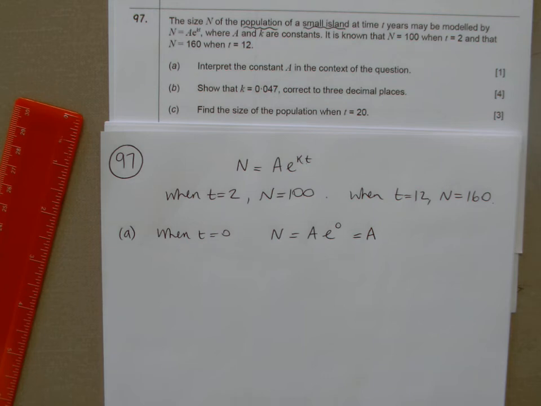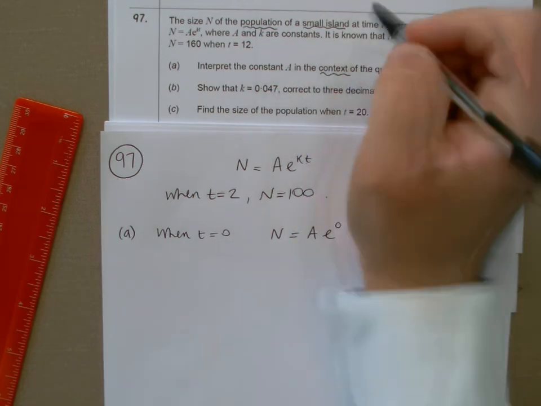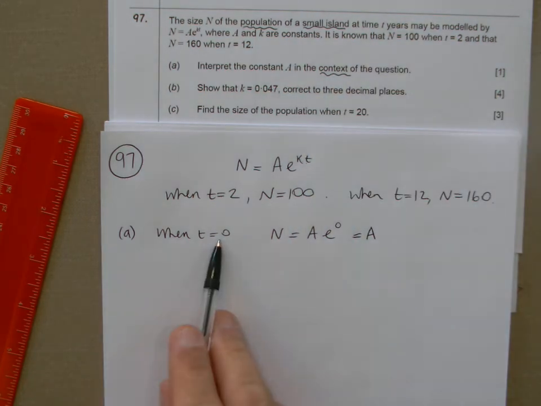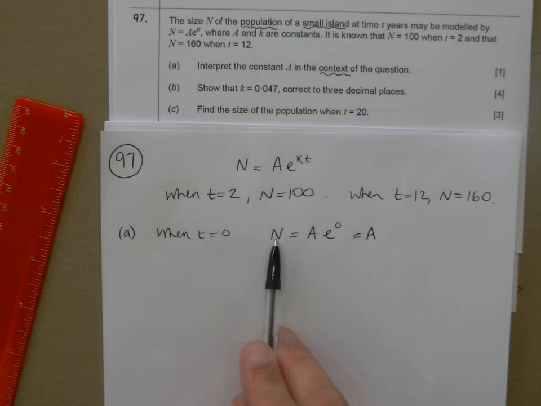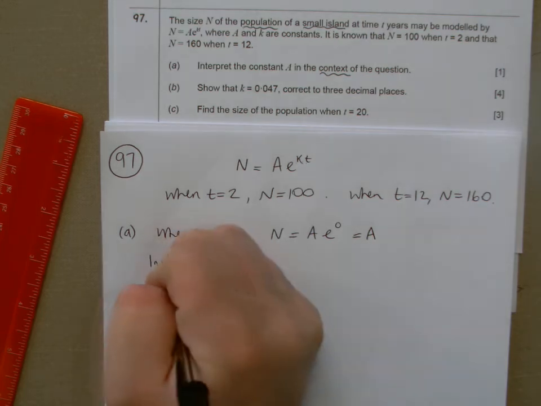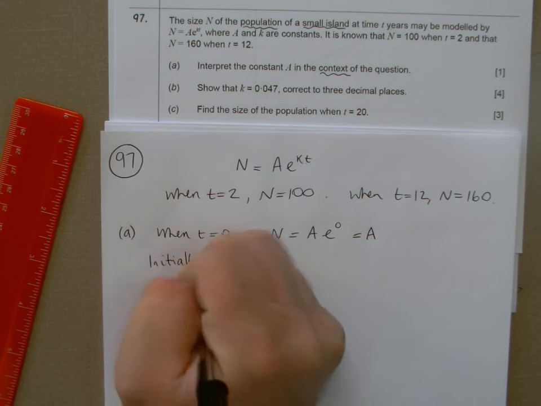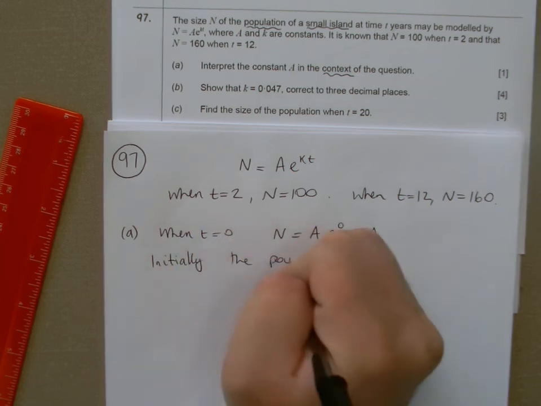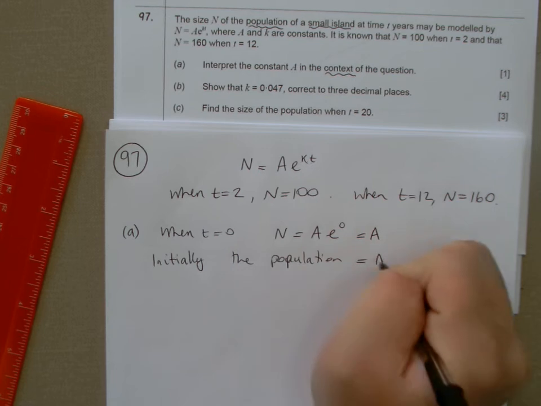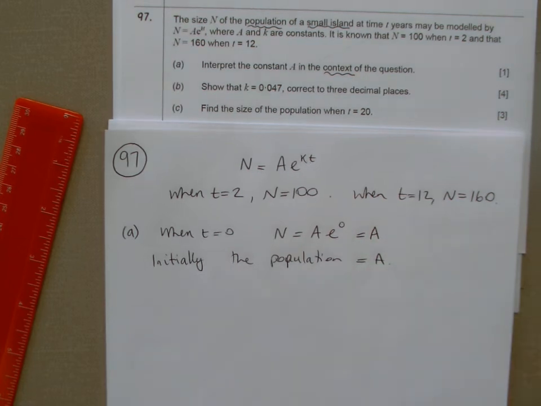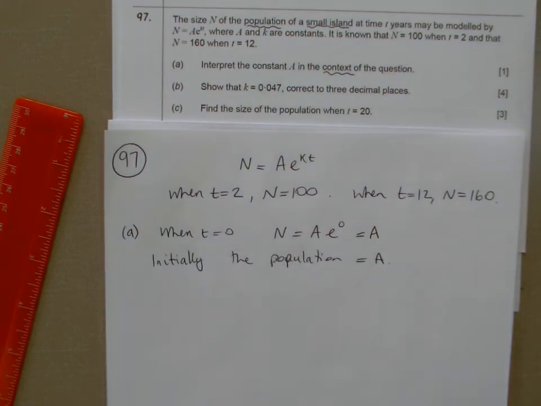Now let's look at this in context, because that's what they want. In other words, when t is 0, at the start, initially, when this model kicks in, n, which represents the population, will be a. So you could say initially the population is equal to a. So a is the initial population, essentially.